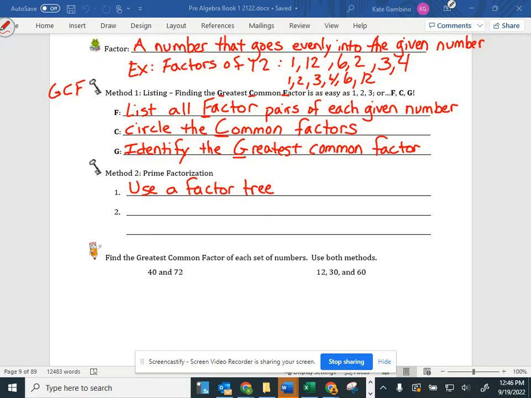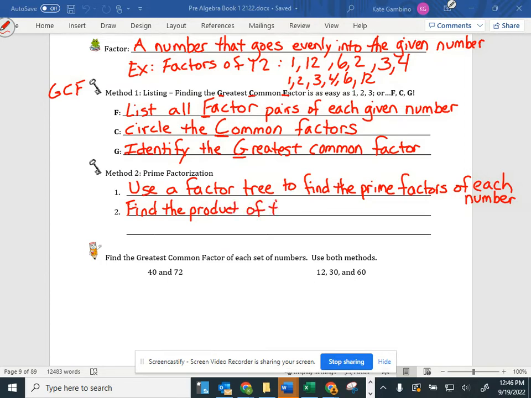So use a factor tree to find the prime numbers, or sorry, prime factors of each number. And number 2 is you're going to find the product of the common prime factors.